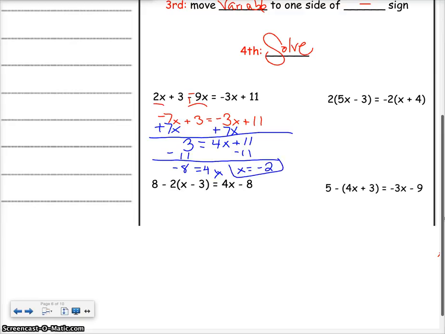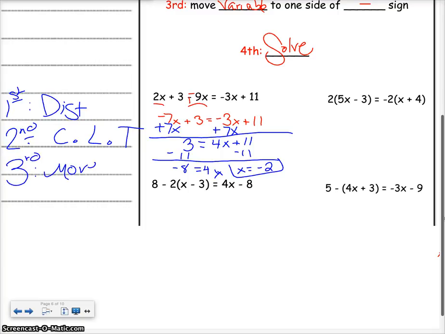All right, let me summarize again my steps. First, distribute. Second, combine like terms, not doing the inverse operation. Okay, you don't do inverse. Third, move variable. And fourth, solve. And that's why we needed to do the 1 and 2 step equations before we jumped right to that first bullet.